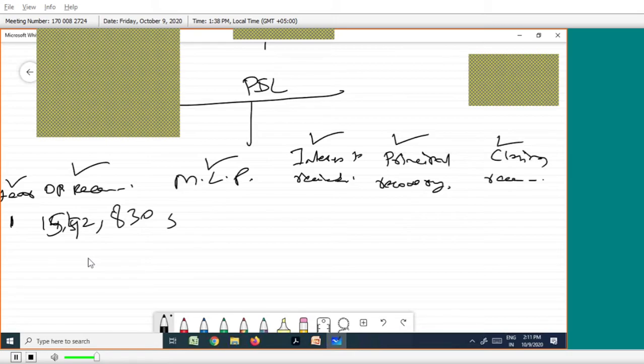So minimum lease payment is 5 lakh. First year I received. So what should I do? 15 lakh 42,830 into 14.97 percentage is how much? It's 2,30,000.